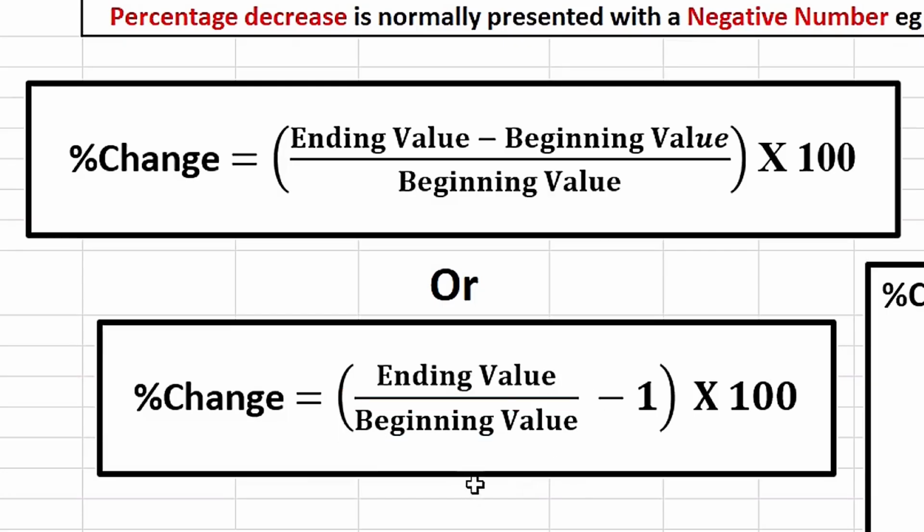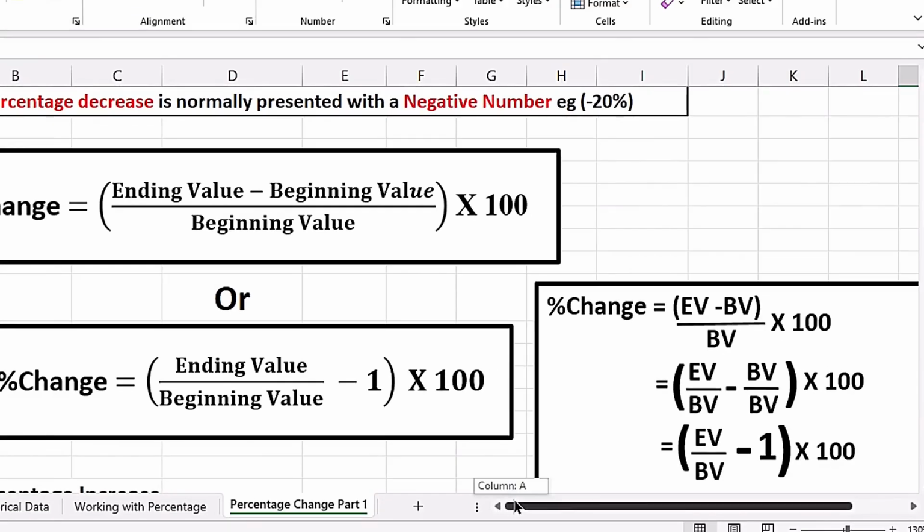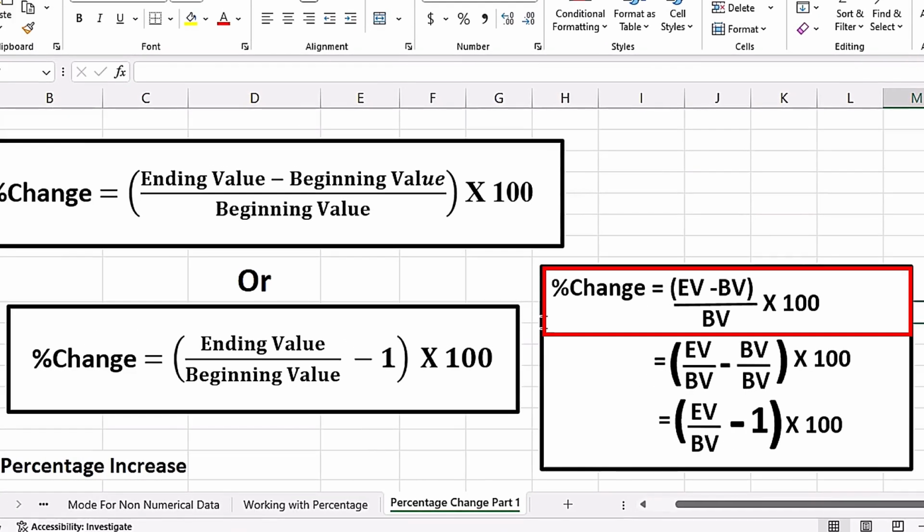Someone might ask, why are we actually doing that? I've just reduced this first formula to its simplest form using factorization. Let me show you exactly how I've done it. So let me scroll to this side. On top here we have the first formula. Percentage change is equal to the ending value minus the beginning value divided by the beginning value.